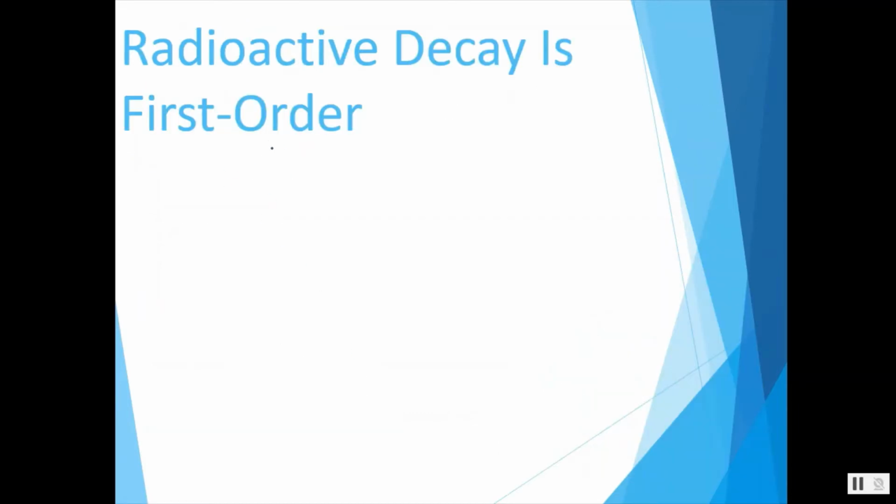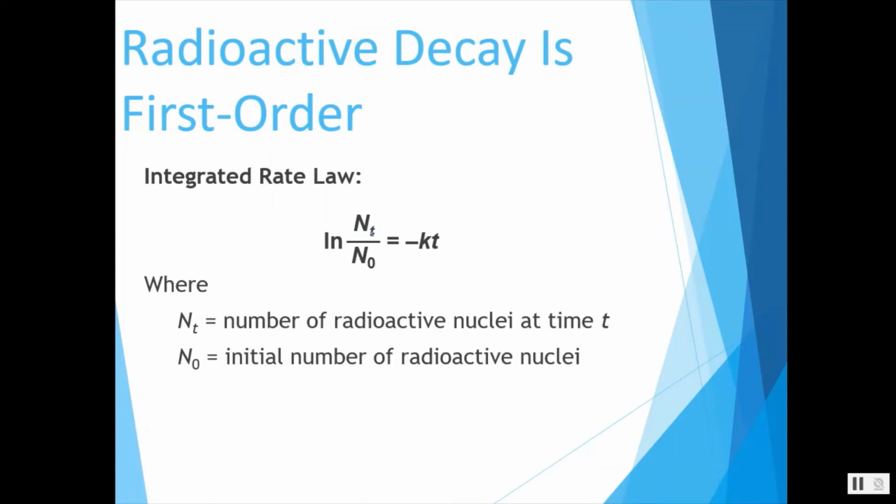So these radioactive decay processes are first order, and just as a reminder, the integrated rate law for a first order reaction is shown here. It's the natural log of the amount of substance you have at a given time, time t, divided by how much of that substance you start with initially, and that's going to be equal to negative our rate constant times the time. So N of t is the radioactive nuclei at time t, and then N naught is the initial number of our radioactive nuclei. So this represents the number left after t time has passed. This represents the number of radioactive particles initially.